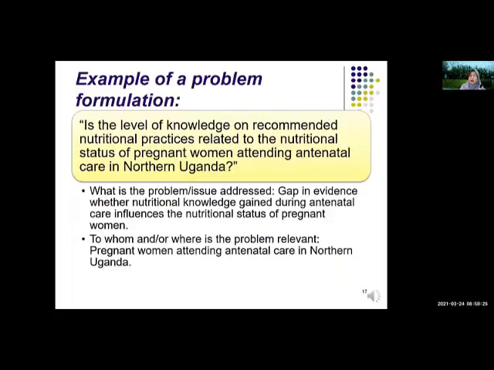This is an example of a problem formulation: the level of knowledge on recommended nutritional practice related to nutritional status of pregnant women attending antenatal care in northern Uganda. So what is the problem or issue addressed? There is a gap in evidence on whether nutritional knowledge gained during antenatal care influences the nutritional status of pregnant women. To whom and where is the problem relevant? Pregnant women attending antenatal care in northern Uganda.